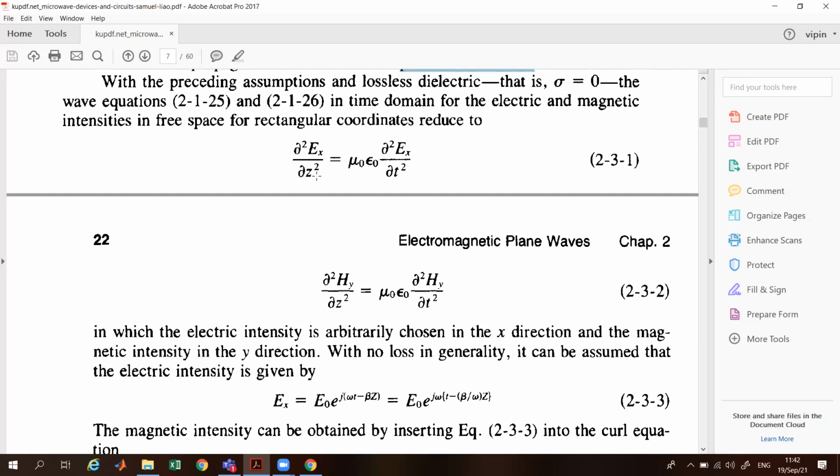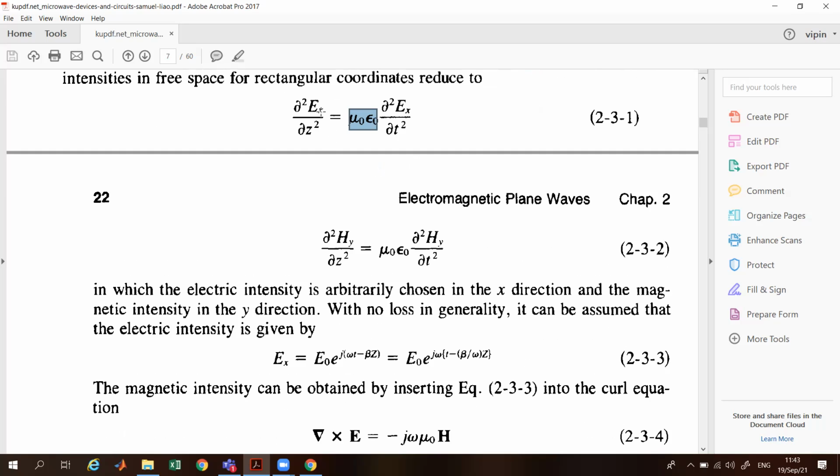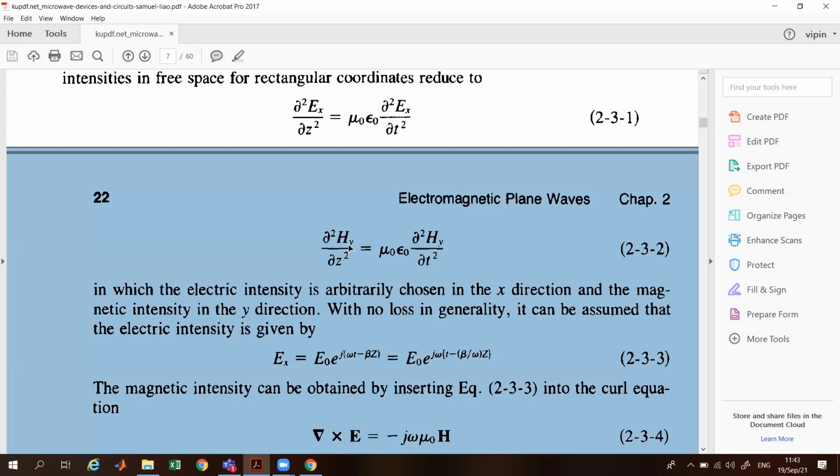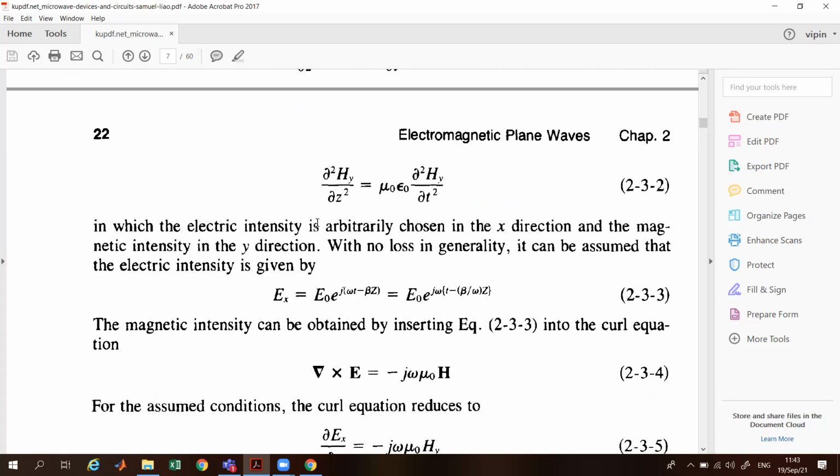So d² Ex by dz², differentiating twice with respect to time, will be equal to mu naught epsilon naught for a uniform plane wave. So we can say that mu r equals mu naught and epsilon r equals epsilon naught. So it will be d² Ex by dt². In a similar way, the magnetic field is also like this. The electric field is in the x direction and the magnetic field is in the y direction.